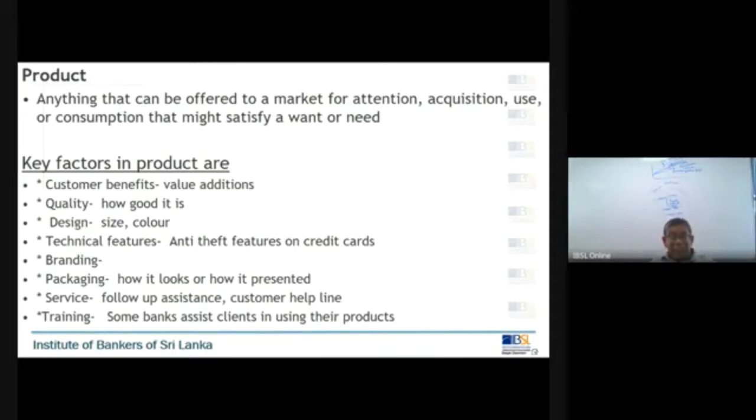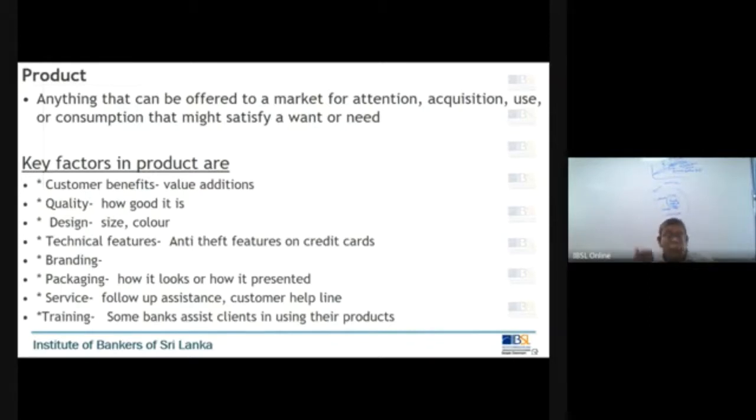Maybe size, maybe color. When you go to buy a car, what do you look at? Different colors, styles, all things, the design. And you are also going to look at the technical features. Now think about the credit card. You look at the chip, anti-theft feature. You look at the washing machine. What are the technical features? When you look at a TV, what are the technical features? Right? So those come under products.